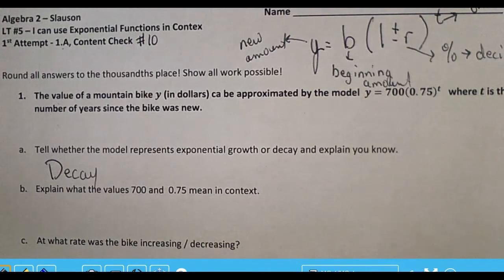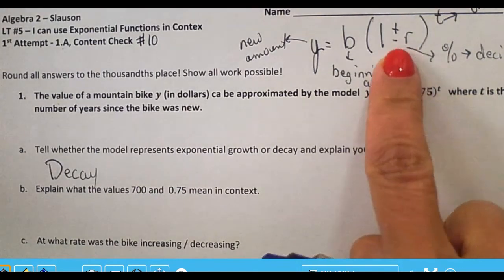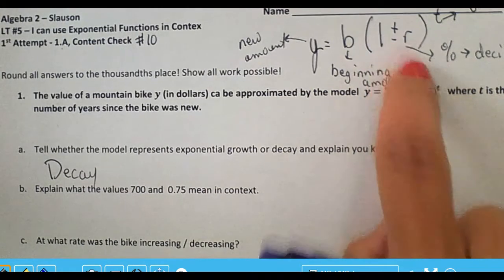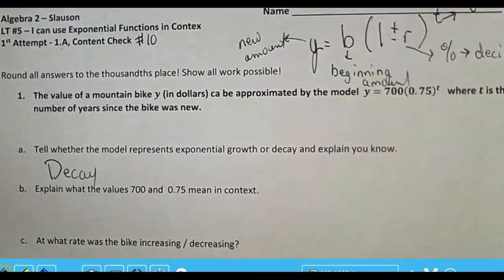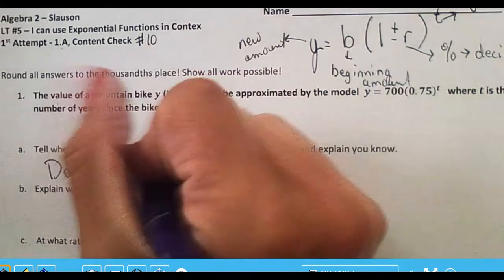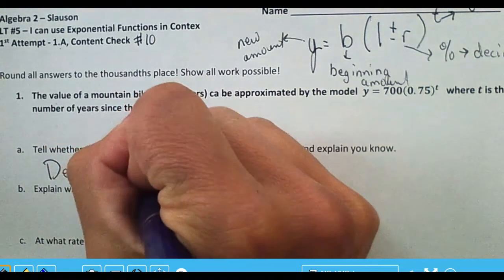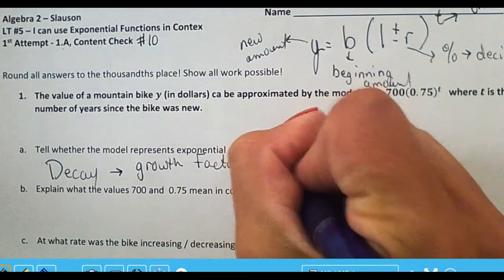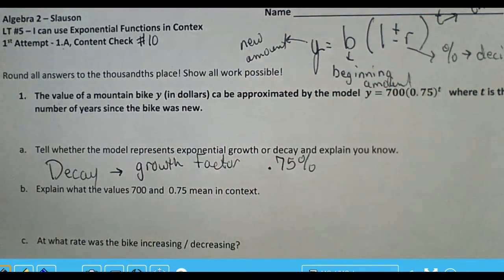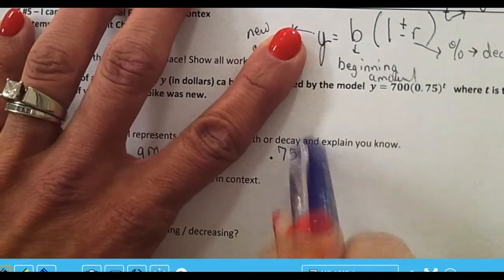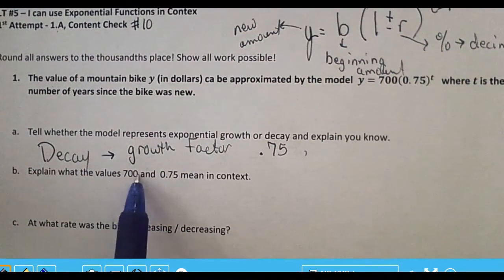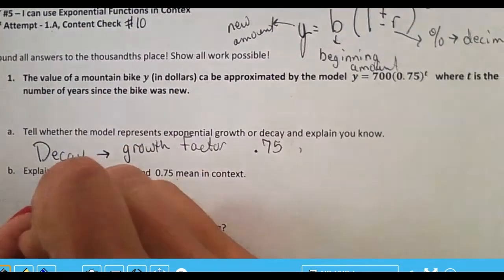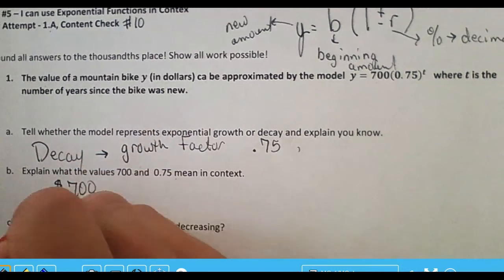But the reason why I know is because inside those parentheses is a 0.75. If I start with 1 and then it goes to less than 1, that means it was decay. One way you could explain that is to say that your growth factor is 0.75. Not percent, but your growth factor is 0.75. All right, the next question is, what do these different values mean? So 700 is the beginning amount. This is the price of the bike, brand new.